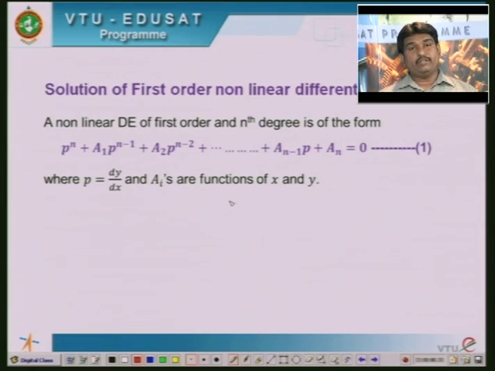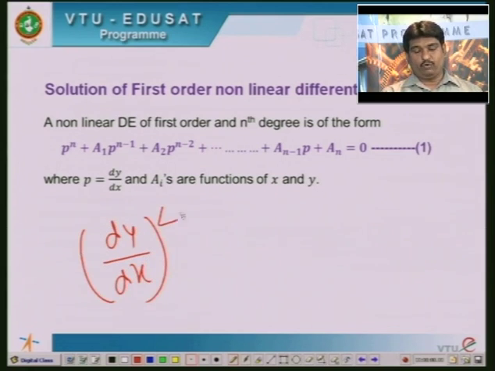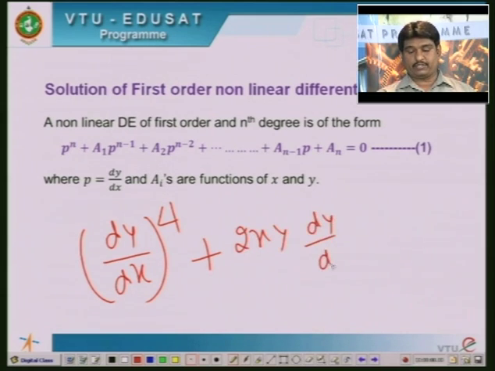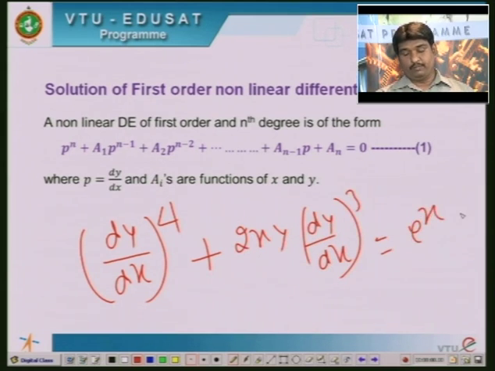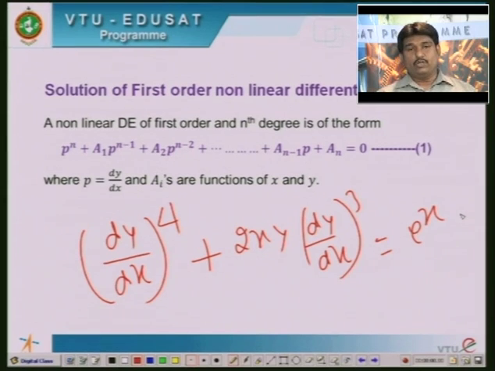What is a non-linear differential equation of first order? It will be like this: dy by dx to the power 4 plus 2xy dy by dx, with only first order derivatives, power can be anything and coefficients can be anything, equals some function e to the power of x. This is a non-linear differential equation of first order. You can see there are no d square or d cube terms, the order is 1 but the power is 4.